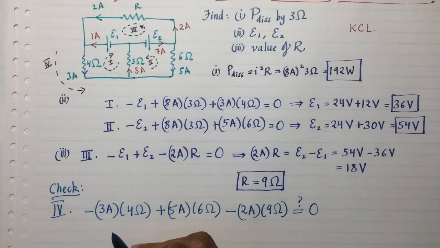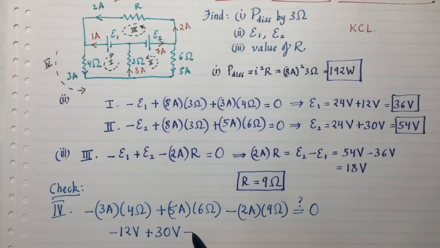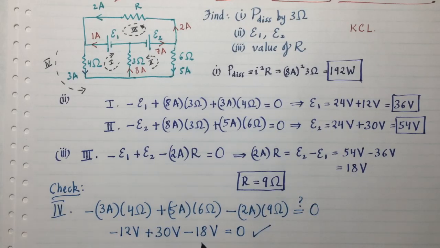So this tells me that's negative 12 volts plus 30 volts minus 18 volts is equal to 0. And indeed it is, because 18 plus 12 is 30 with a negative sign, and 30 with a negative sign plus 30 becomes 0. So in this way we have solved everything that we need to solve in this problem.